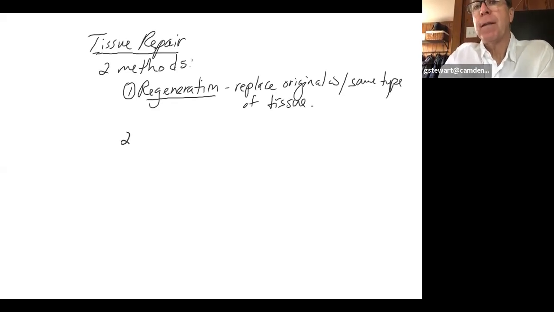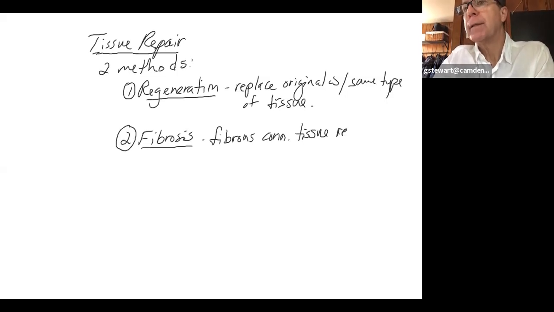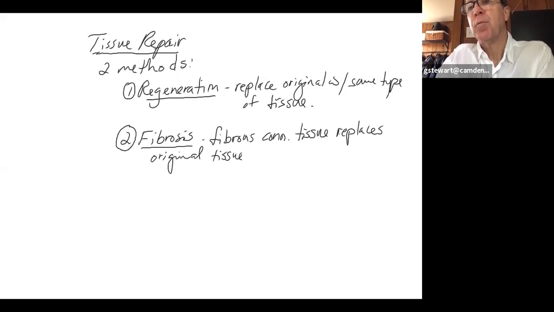But that's different than the second type of tissue repair, which we call fibrosis. In this type of tissue repair, there's fibrous connective tissue. You know what this is. You just didn't probably know the name of it. Fibrous connective tissue replaces the original tissue type, and it's what we call the formation of scar tissue. So fibrous connective tissue replaces original tissue, and then, in quotes, we call that scar tissue.